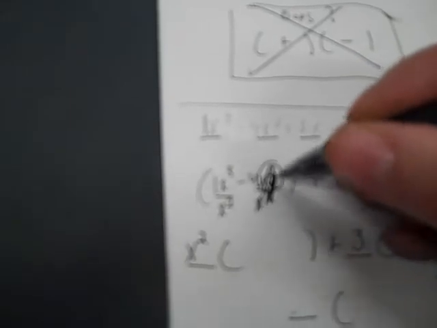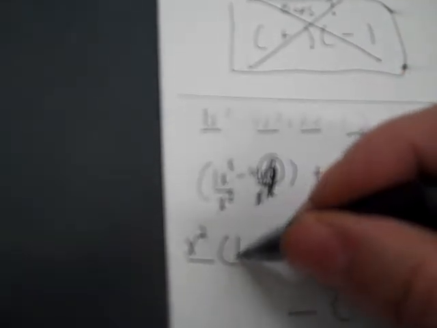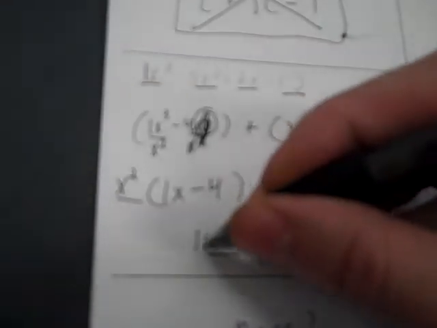Okay, so the x second can cross off. That's going to be 1. If I do x third divided by x second, that's x. Minus 4. And over here, you get 1x minus 4. So what's in each parentheses? 1x minus 4. Okay, pull that out. And then cross those off.